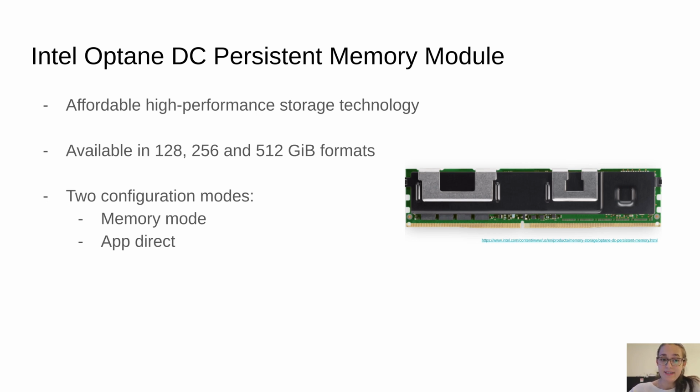And so what is Intel Optane? Well, it's an affordable high-performance storage technology. Right now, it provides more memory than is possible with DRAM, and it is also a cheaper alternative to DRAM. It is available in 128, 256, and 512 gigabyte formats, and provides two different configuration modes, that is memory mode and AppDirect mode.